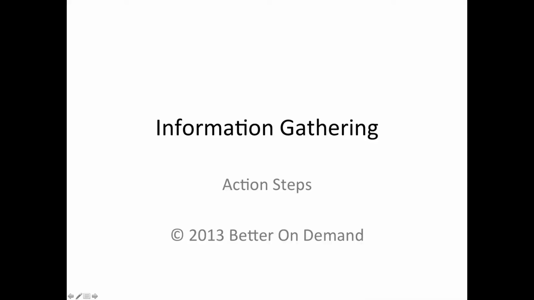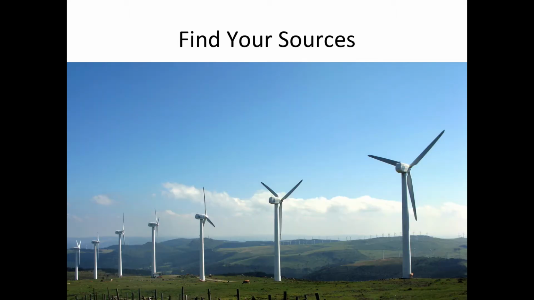Right now we're going to be discussing the action steps for making better decisions by using successful strategies to gather high quality, relevant information. So this section is really about how do I gather the data that I need in order to make high quality decisions. The first step is to find the sources of information that you're going to use.